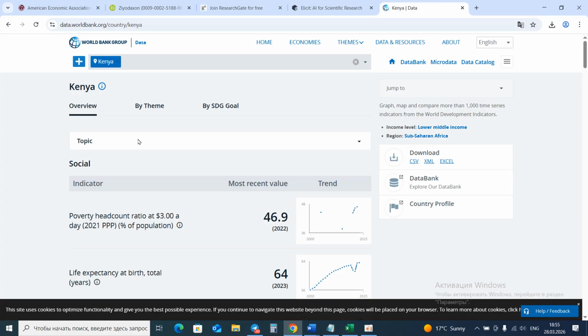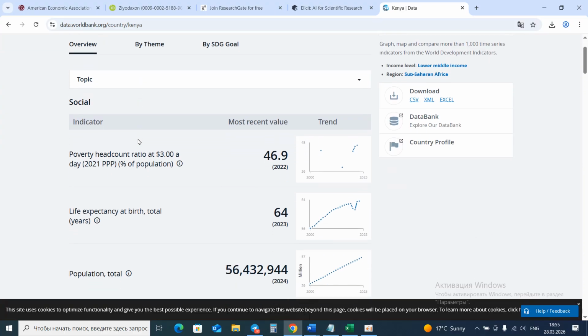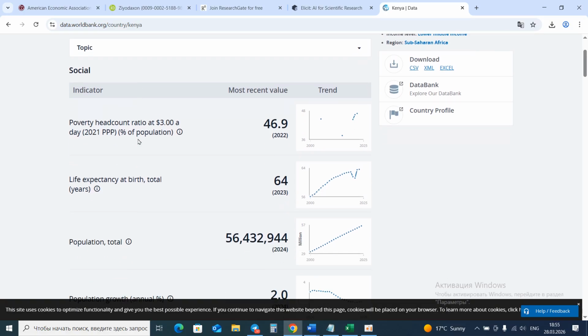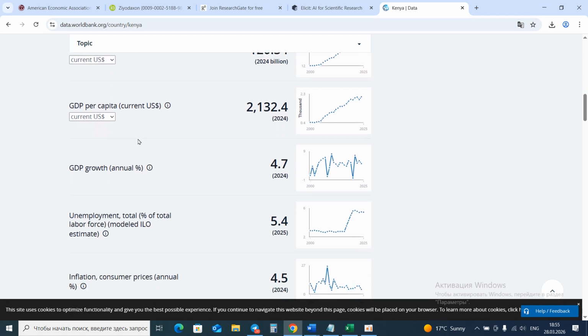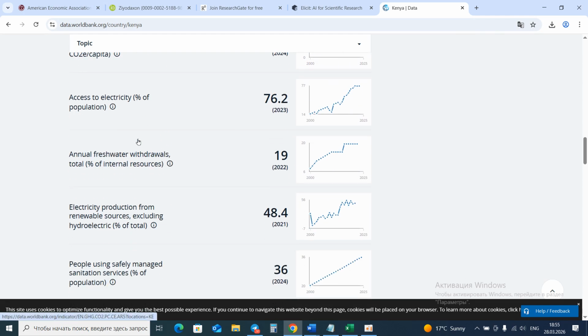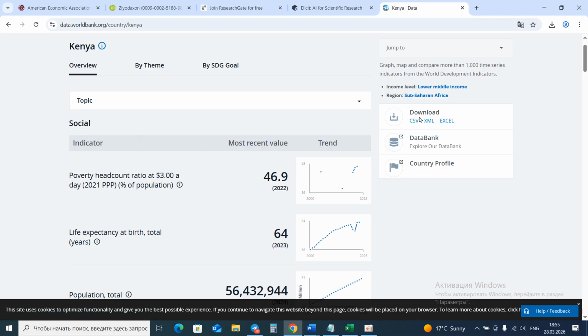So after writing Kenya, World Bank Open Data provides us lots of information for various topics like social, economic, environmental, and lots of others. So now we have to download it. As you can see, we have three options here. These are CSV, XML, and Excel. We need Excel.